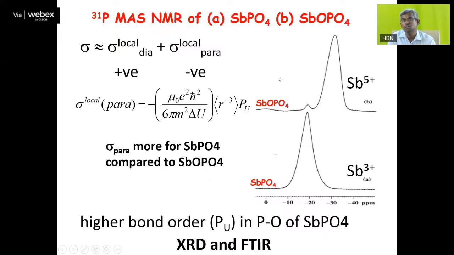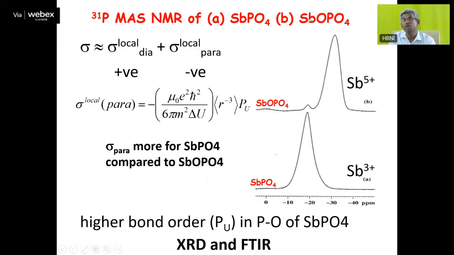Suppose a person does not know the structure. Here antimony is 3 plus and phosphate is 3 minus, so the charge is neutralized. In SbOPO4, antimony is plus 5. PO4 is 3 minus and oxygen is 2 minus, so 3 minus plus 2 minus gives 5 minus, which is neutralized by Sb5 plus. Here is complete charge neutrality. Similarly, here also there is complete charge neutrality, with Sb3 plus and phosphate 3 minus. So both are neutral species.